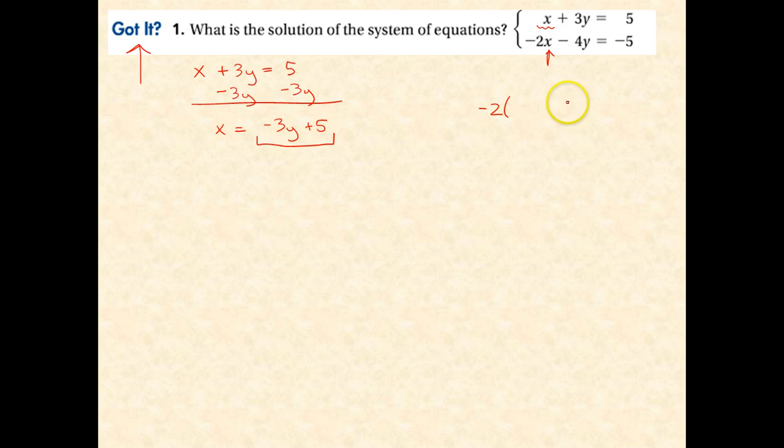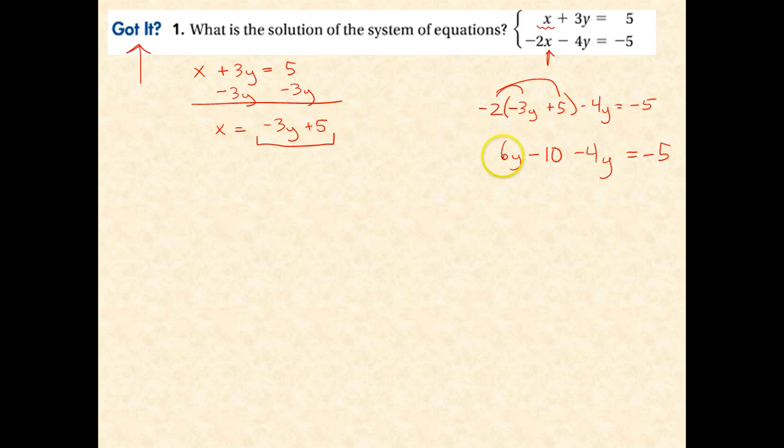So negative 2 times x minus 4y equals negative 5. But what is x? It's this expression, negative 3y plus 5. Then I've got to distribute. Negative 2 times negative 3y is positive 6y. Negative 2 times positive 5 is negative 10. Minus 4y equals negative 5.